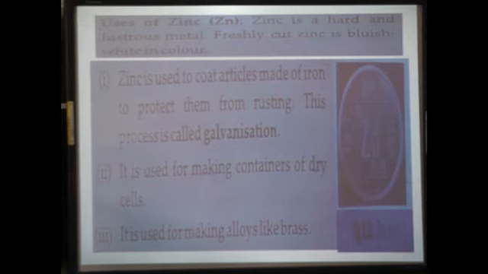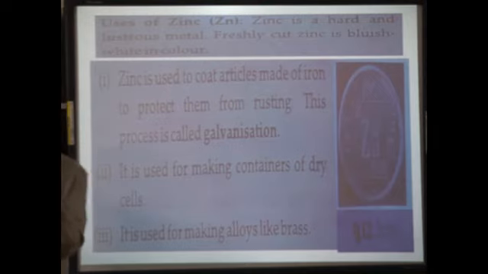Freshly cut zinc is bluish white in color. Zinc is used to coat articles made of iron to protect them from rusting. This process is called galvanization. So what is galvanization? Galvanization is the process of coating iron with zinc.